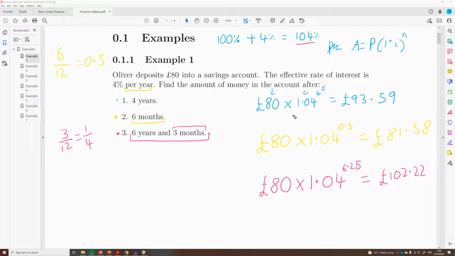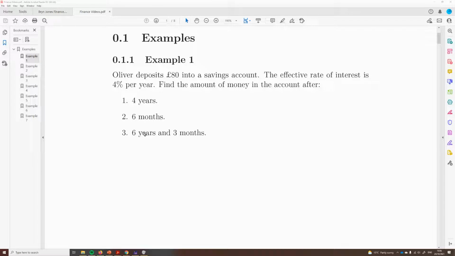So the key idea here for this question, it's all relatively straightforward apart from just working out what the index is. The index in this question was 4 because it's 4 years. 4 years, we're already dealing with years, so it remains a 4. This question, 6 months. 6 months in years is a half. 6 years and 3 months is 6.25. And that's really what you're trying to do. You're just working this out. Okay, we'll look at the next example as well just now in this video.